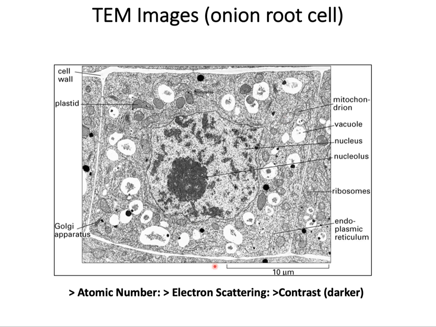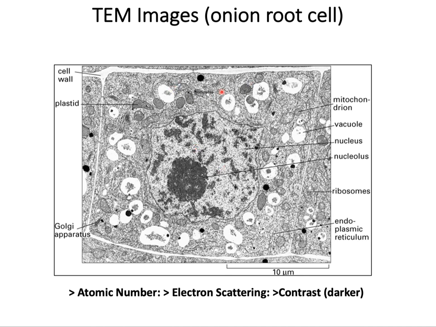Here is a typical transmission EM image. These are cells from an onion root. You can see spectacular detail. You can see the nucleus, you can see the mitochondria, amazing detail. So how do you get the contrast? For example, the dark nucleolus in the nucleus versus the vesicles that appear white.